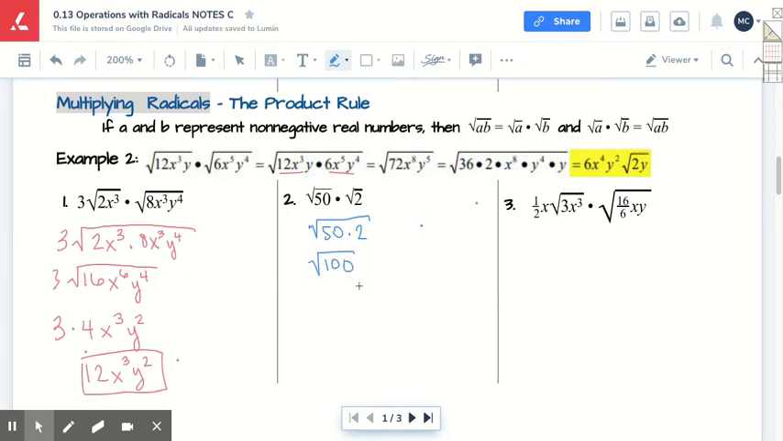And then the square root of 100, that one's a nice even number. What times itself makes 100? That would be 10. Again, this one was a nice square root, so there's no radical left in my answer. It's just 10.